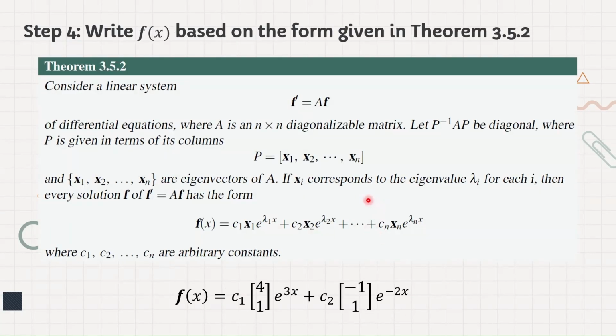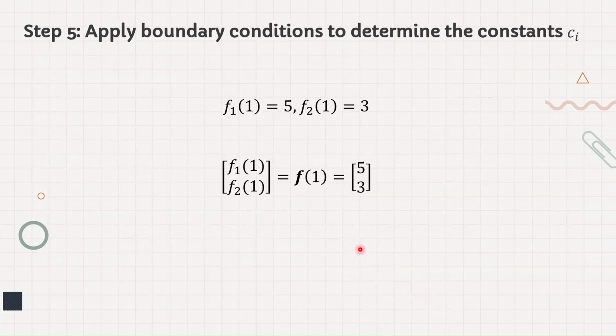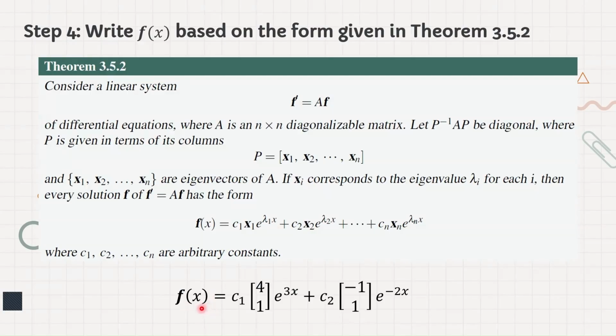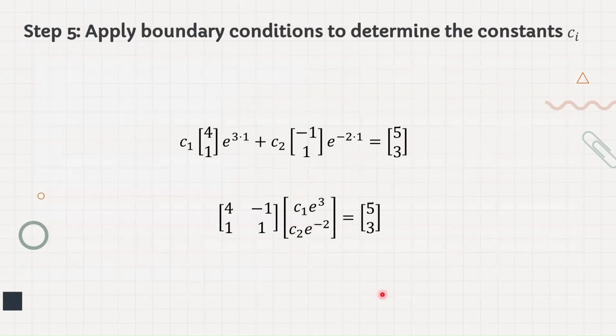We can write f(x) based on the calculated eigenvalues and eigenvectors. So this is c1 times the eigenvector x1, which is 4, 1, and then e to the power of lambda 1, which is 3, and the same for this term here with x2, the eigenvector minus 1, 1, and the eigenvalue minus 2. We can apply the boundary conditions to determine the constants. So f1 at 1 equals 5 and f2 at 1 equals 3. Because this is the column vector f and we have written it in this form, we are now just replacing x with the number 1, which will give us this form, and then we can write this in matrix form.